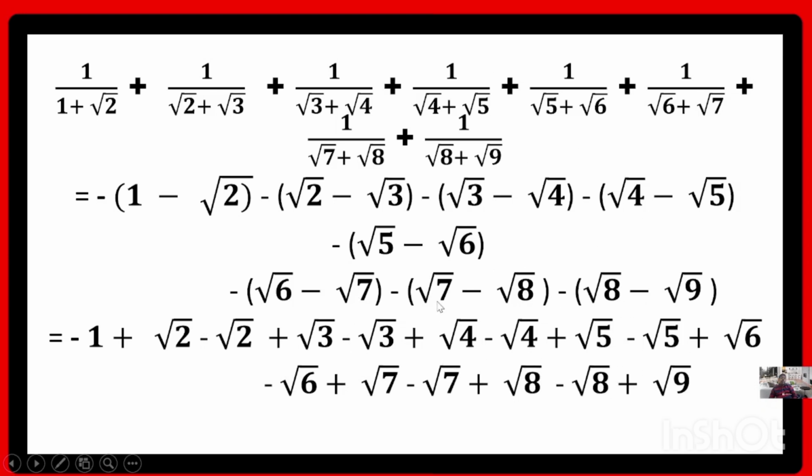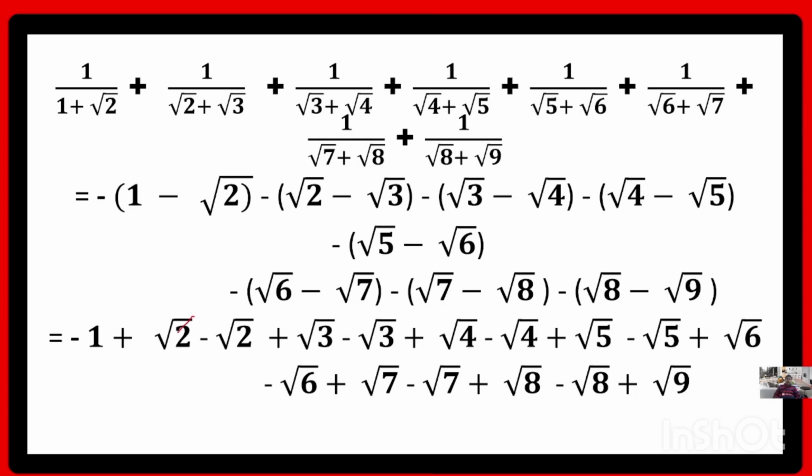Understood? This is a very important point. Note it down. If there is a minus sign before the bracket, all the terms will change their sign. But if there is a plus sign, the sign will not change. This is one of the important points. You see here, plus root 7, similarly minus root 7, minus root 8 will be plus root 8. And plus root 8 will be minus root 8, minus root 9 will be plus root 9. Understood?